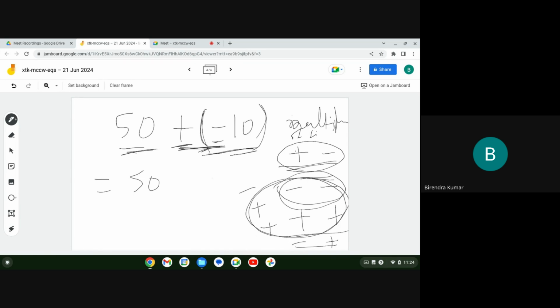Otherwise, negative. So you don't have to remember plus into plus is plus, plus into minus is minus, minus into plus is minus, minus into minus is plus. No. It's a one line thing. If both the signs are same, positive. Otherwise, it's negative. So that is what we'll remember.